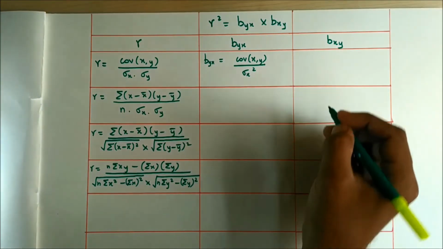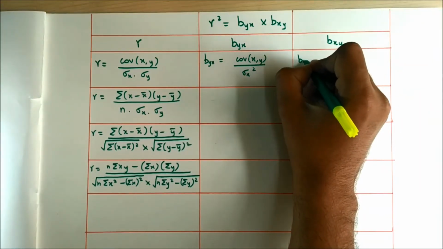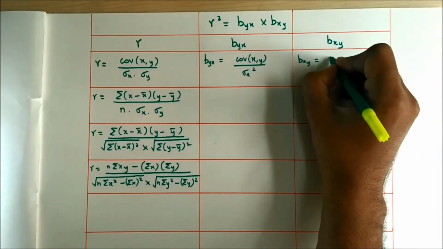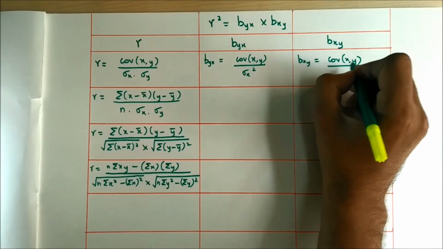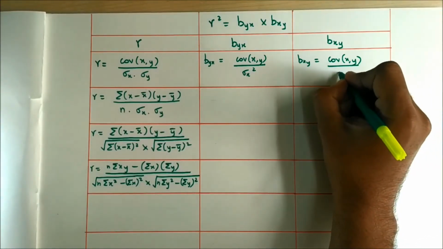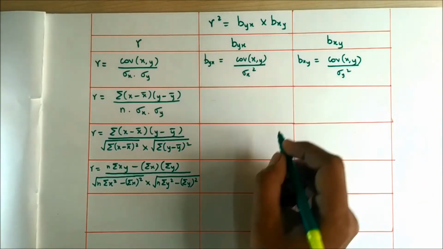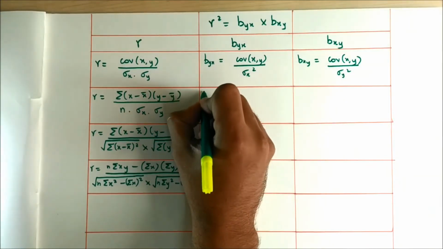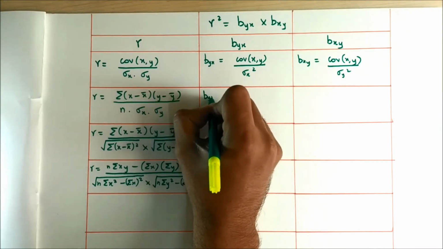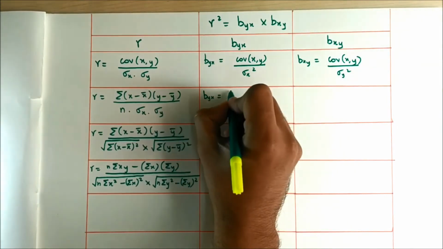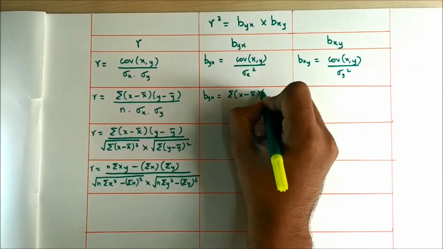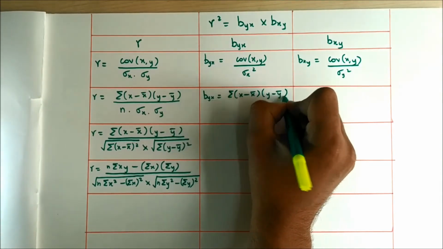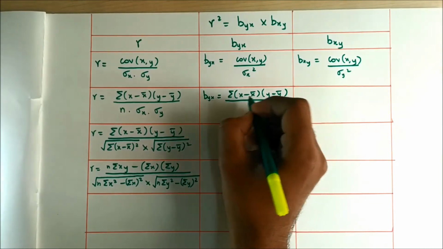Standard deviation of x the whole square. Likewise bxy, we write it as covariance of xy upon standard deviation of x into standard deviation of y, so just square it: standard deviation of y the whole square. The second formula for byx would be summation x minus x bar times y minus y bar upon n.